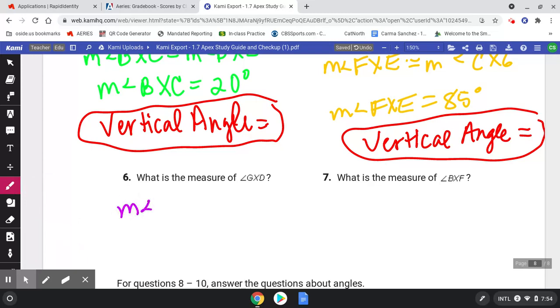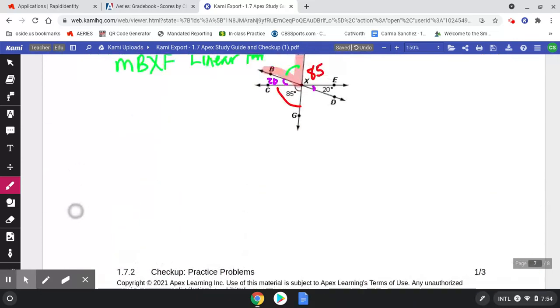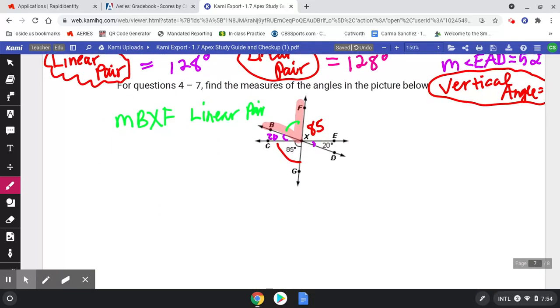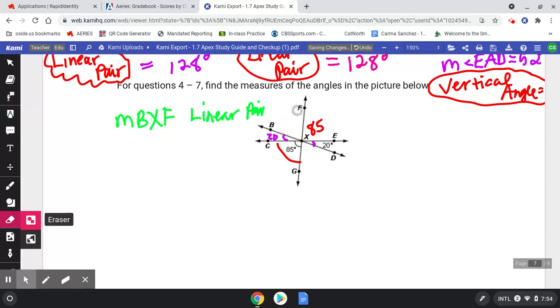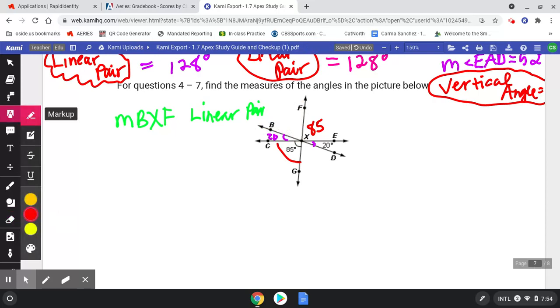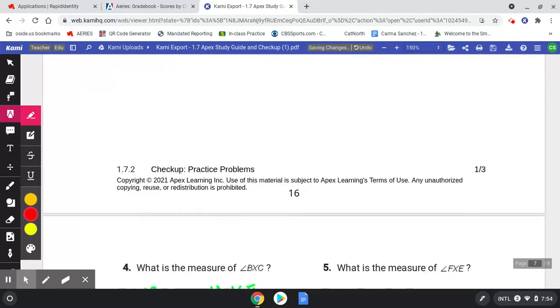All right, what is the measure of GXD? Measure of angle GXD. If I go back and look at the picture for this one, GXD is this guy down here. And so watch what we're going to do for that one.